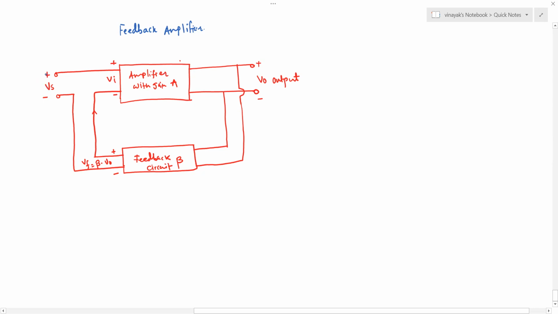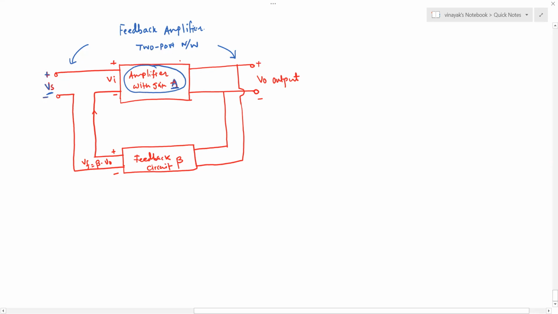So what you see is an input signal source Vs applied to this network, which is a two-port network. This side is an input port and this side is an output port of this network. So to the input side, we have input voltage Vs. Then you have a forward block, which is called an amplifier, and it has gain A.